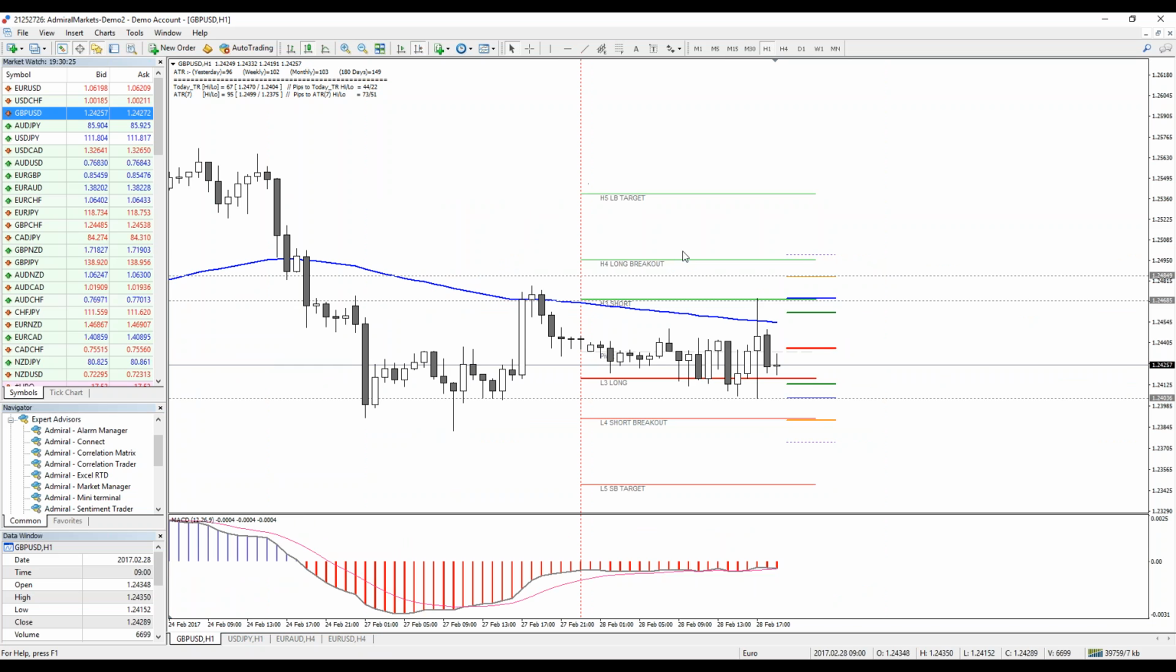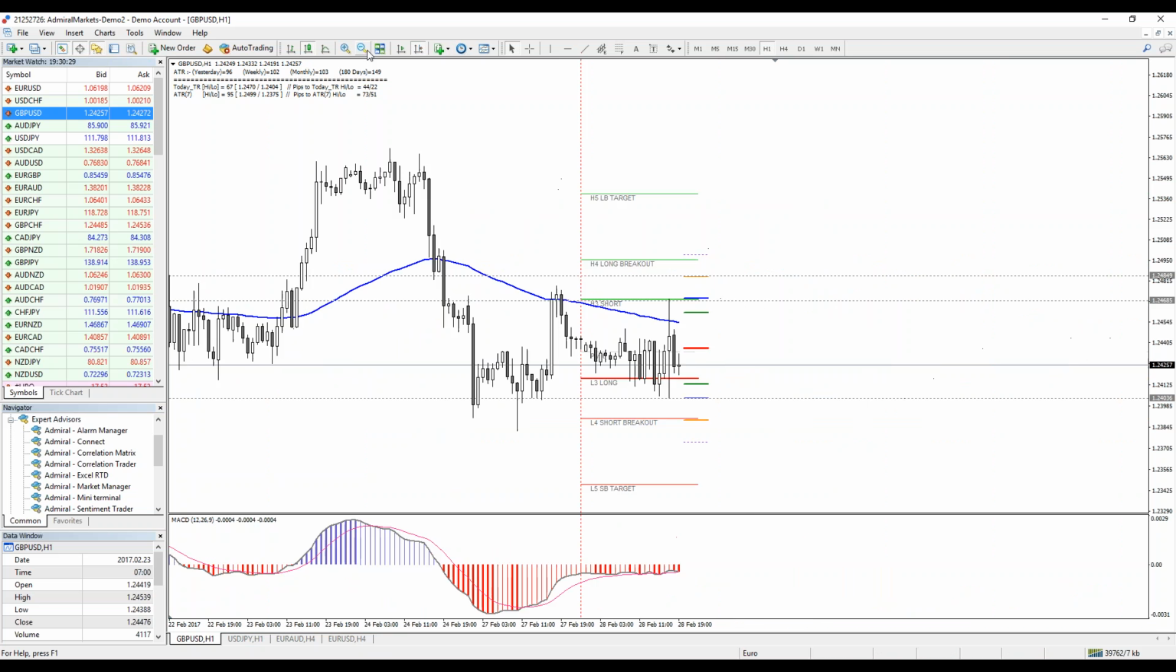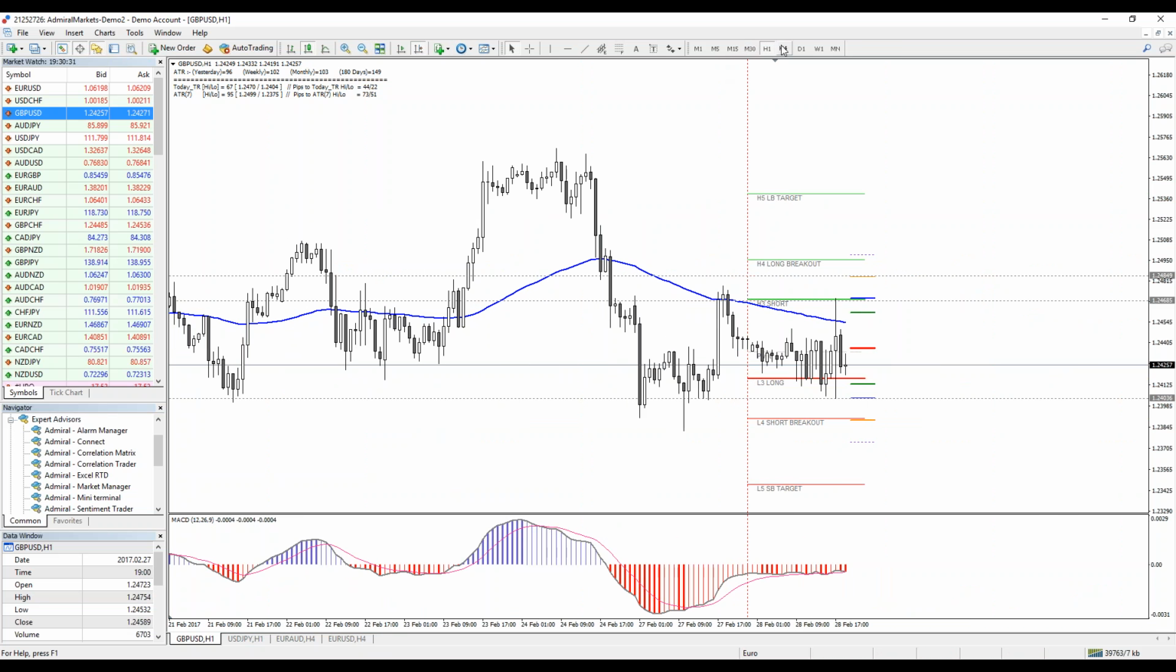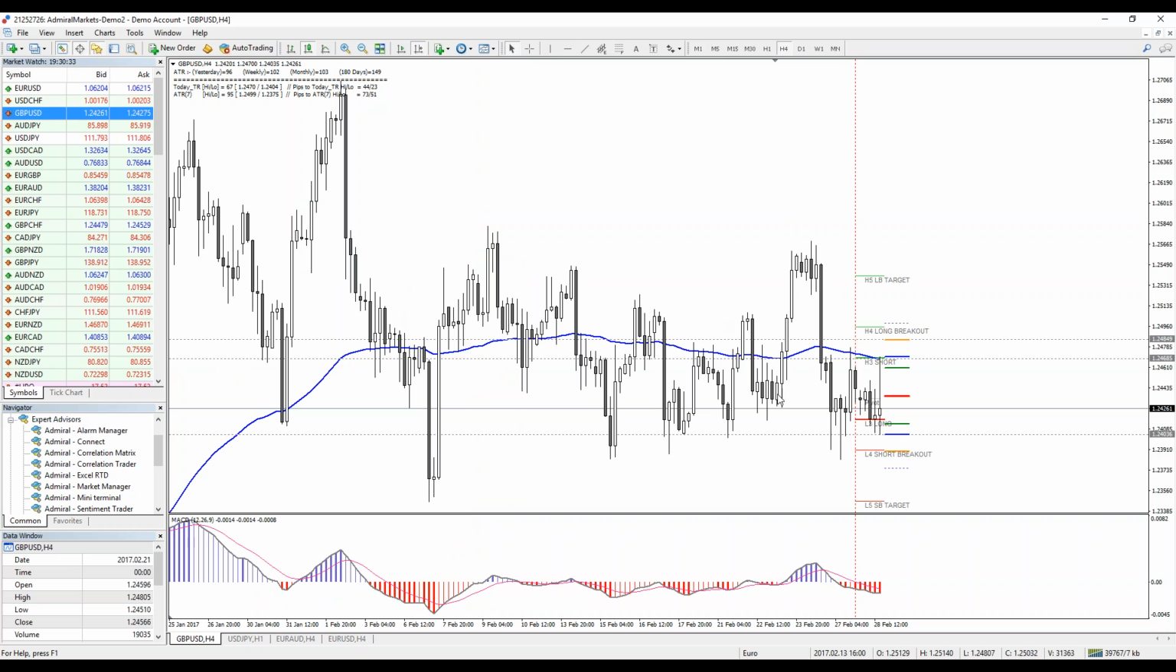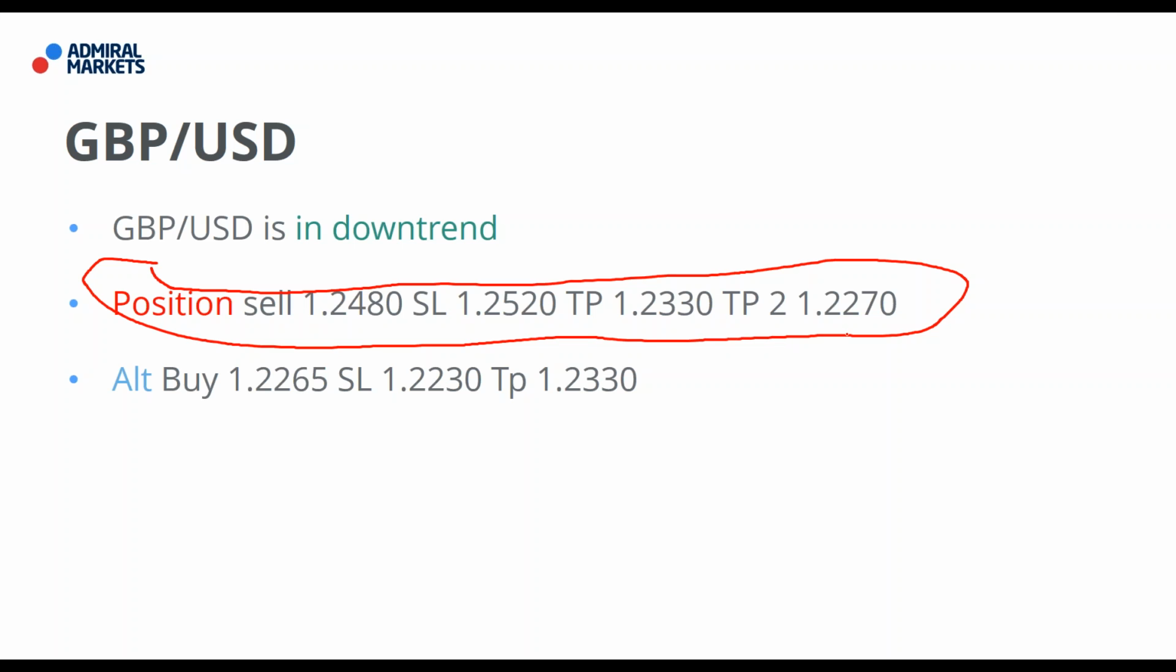Here you can see pound dollar. As I said already, this is a very clear head and shoulders. On the 4-hour time frame, you see ranging price action. It's indeed ranging, but definitely to me, shorts are more valid than long trades. Now the only long trade I see here is around 2270.